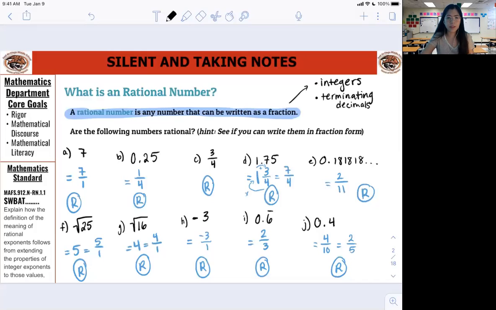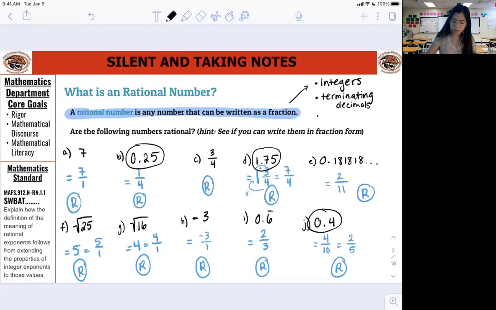So which decimals here stop? 0.4. That one just stops at the 4. What else? 0.25. 1.75. So those are terminating decimals.